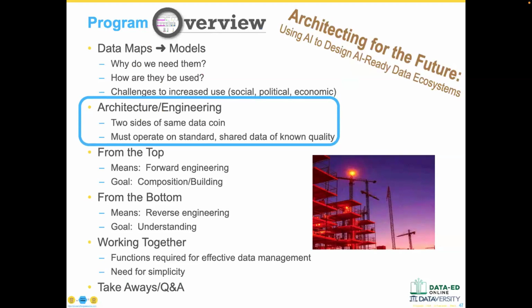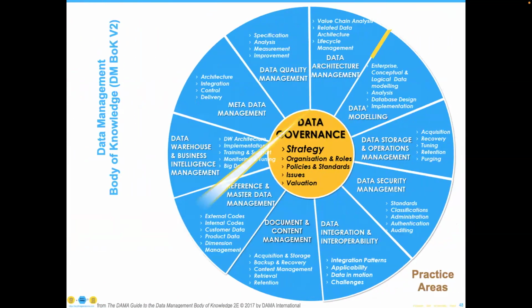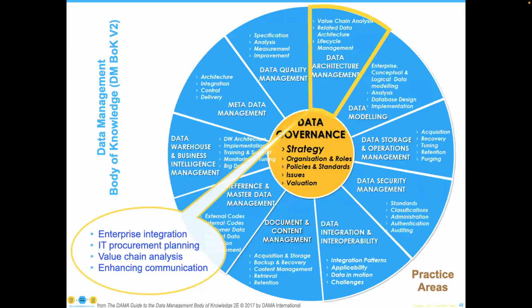So let's talk about architectures and engineering now. Again, a different portion of our DAMA wheel here, looking at enterprise integration, IT procurement and planning, value chain analysis, and enhancing communication all the way around this. It reminds me of a very smart, very capable CIO I worked with for a number of years who never understood the data piece. He said, I don't understand it, but I see that when my people are using the maps that you create in Hong Kong and in Tokyo, there's a useful product coming out of there, and I don't need to know about it. I just need to know that they need to do it, and therefore we need to have these things modeled in the correct way.